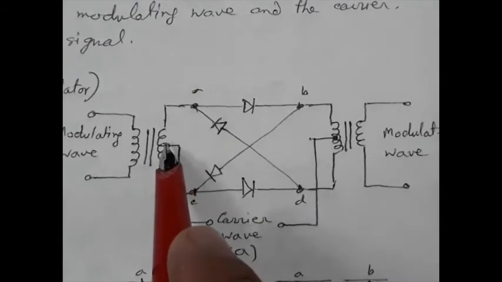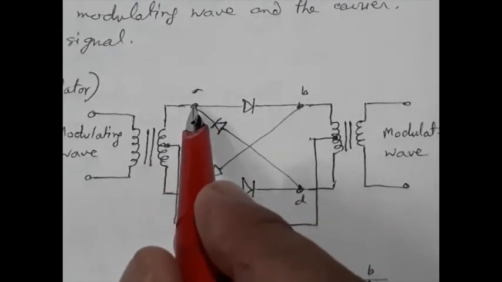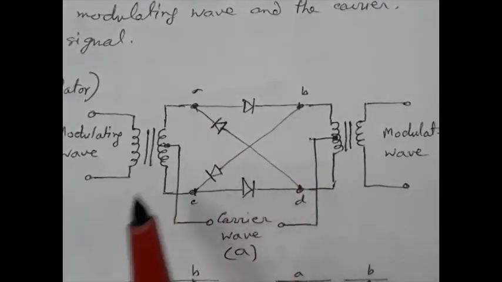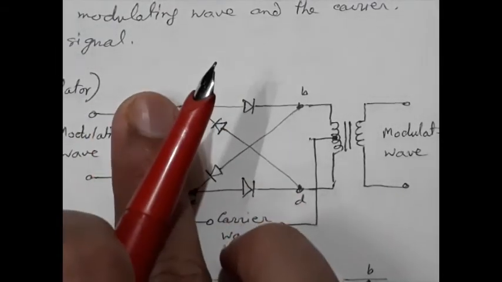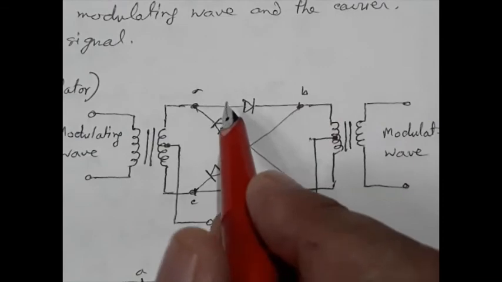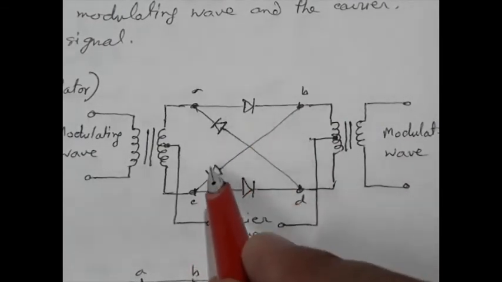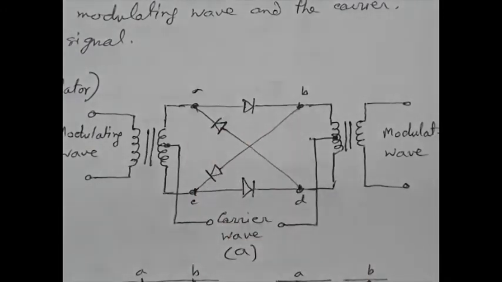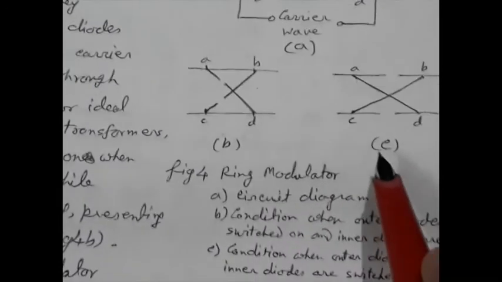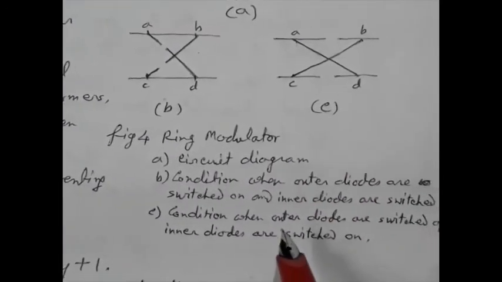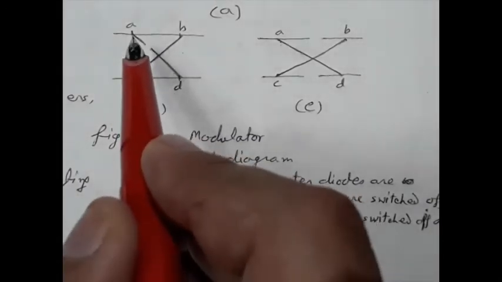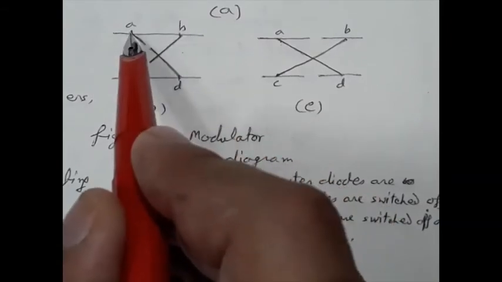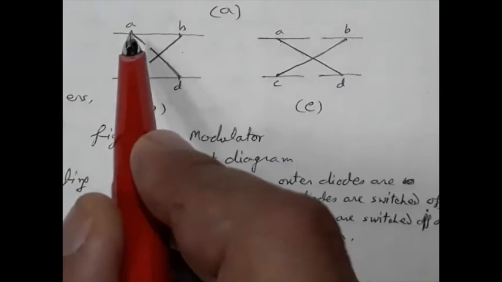If the carrier signal is positive and square in nature, then during the positive half cycle the two outer diodes will be forward biased, because the potential at this point is larger than the potential at this point. So they are forward biased, and obviously the other two diodes will be reverse biased. So during the positive half cycle of the carrier, this ABCD section will be like this. The connection is straight, a straight or bar connection.